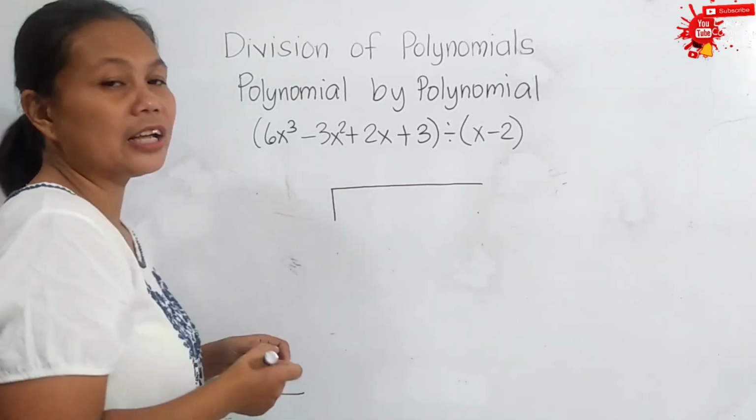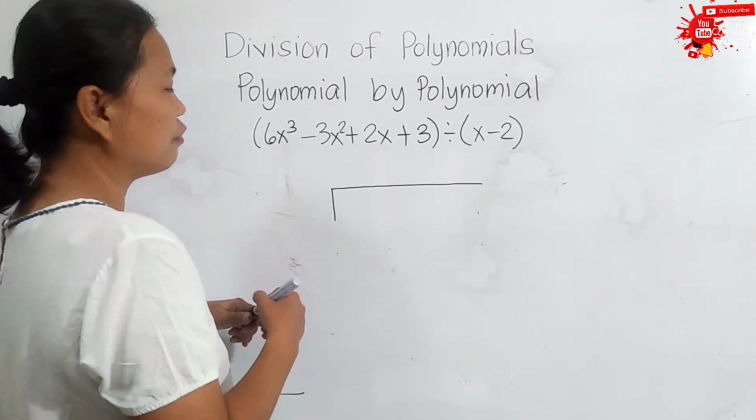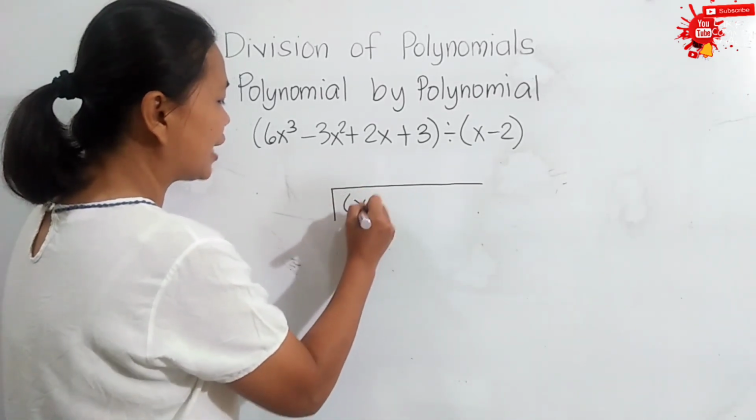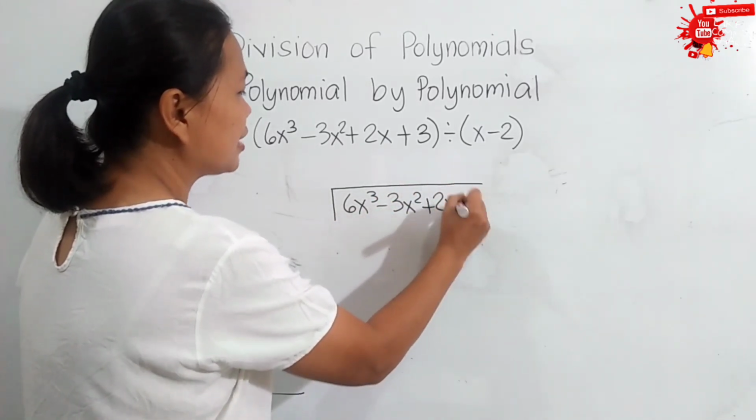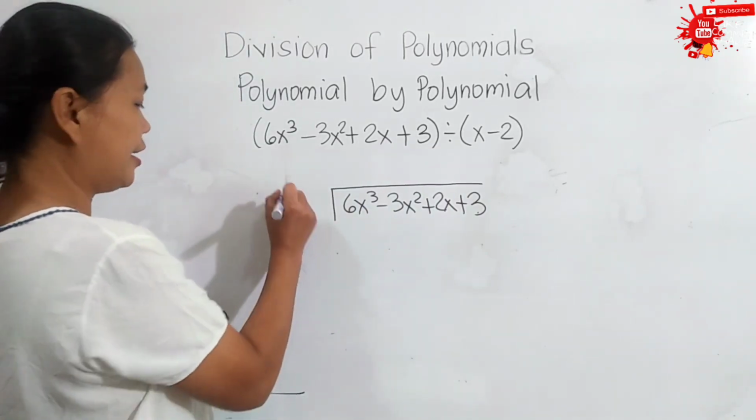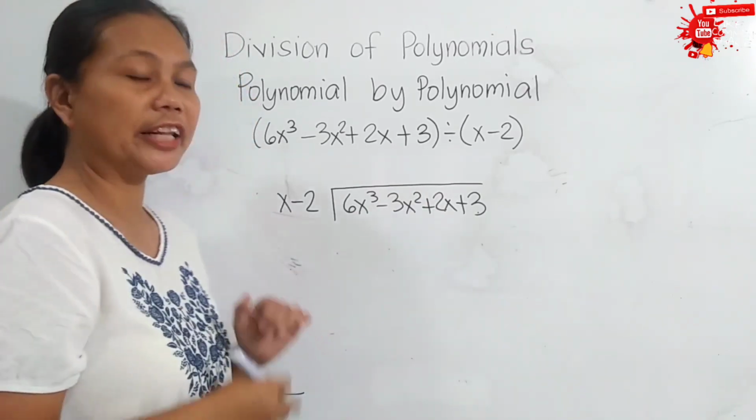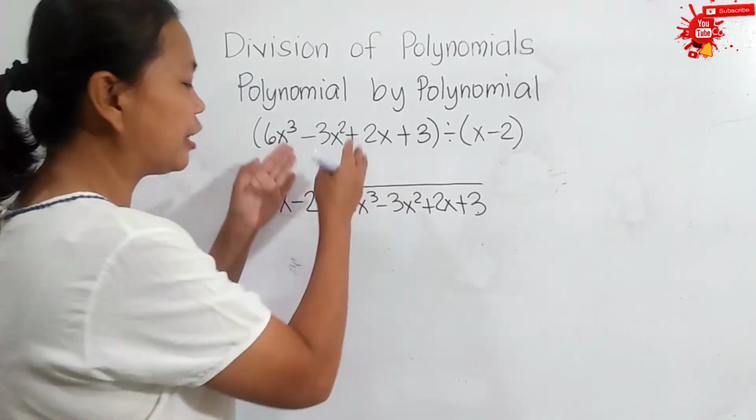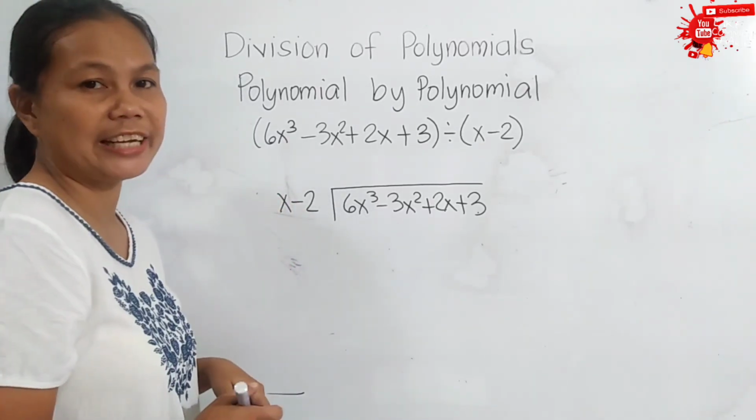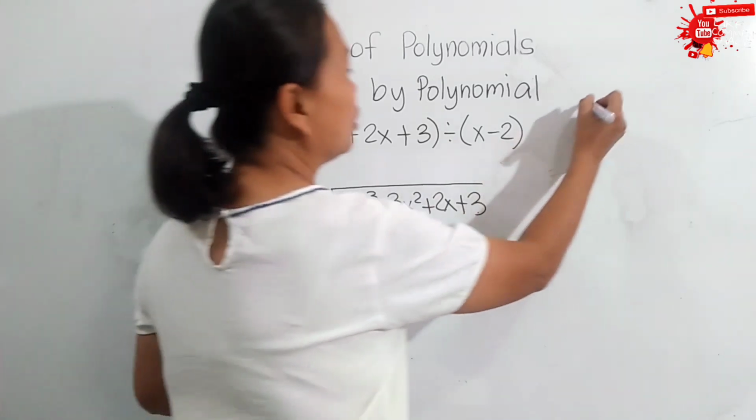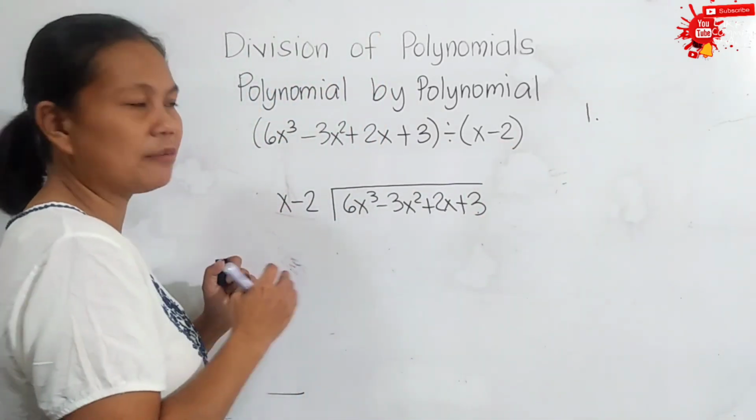So we can now write it in our division symbol or method, long method of division. So we have here 6x cubed minus 3x squared plus 2x plus 3 divided by x minus 2. Okay, now, for the division, we only divide the first term of the dividend by the first term of the divisor. So again, we just divide the first term of the dividend by the first term of the divisor.